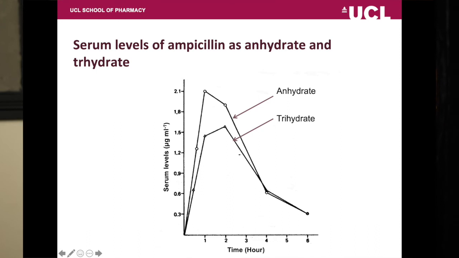So as an example, I think it's the last slide before we stop for another break. On the screen, you can see serum levels of ampicillin as both an anhydrate and a trihydrate. So the anhydrate, unsurprisingly, is the curve with the higher bioavailability and blood serum levels, and the trihydrate blood exposure is less because it's harder to get it into solution.